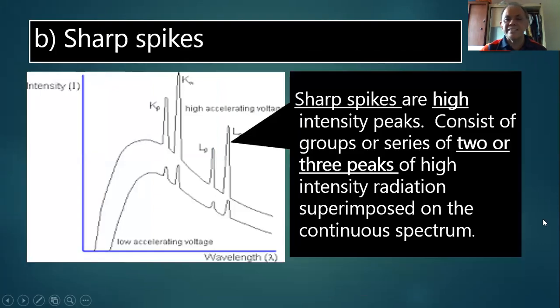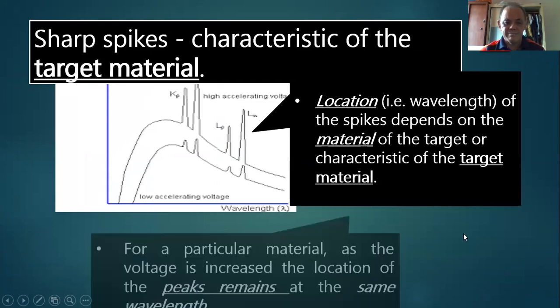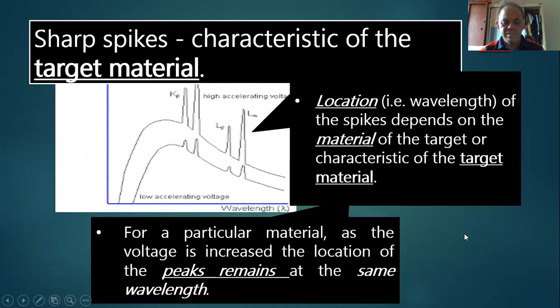Sharp spikes are high intensity peaks, consisting of groups or series of 2 or 3, superimposed on the continuous spectrum. The location of the spike depends on the material of the target, or the characteristics of the target material. It means the spike will tell you which particular metal they are using. So as the operating voltage increases, the spike doesn't change. The position of the wavelength doesn't change. It remains the same.